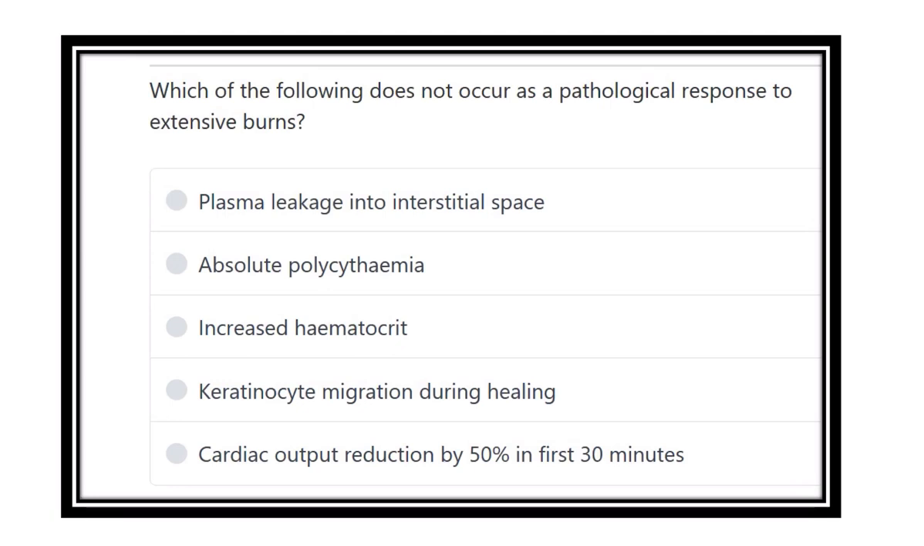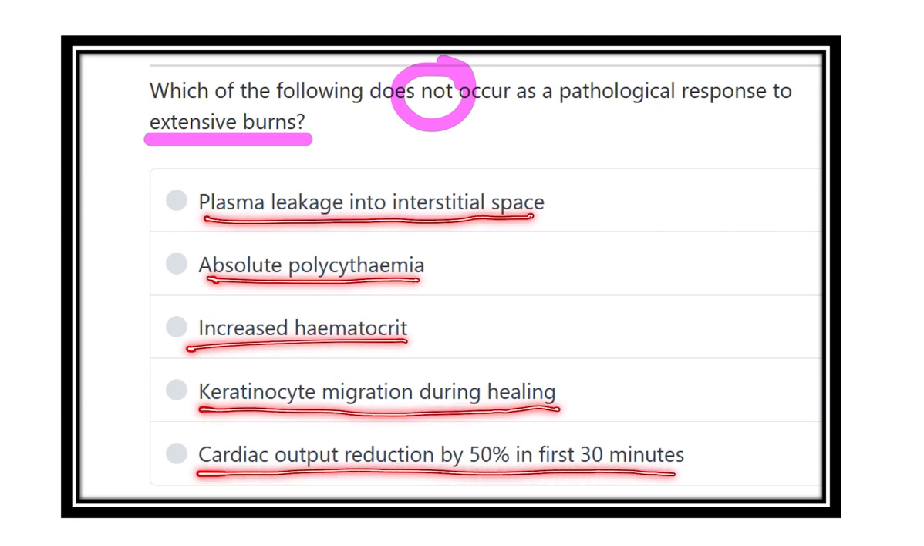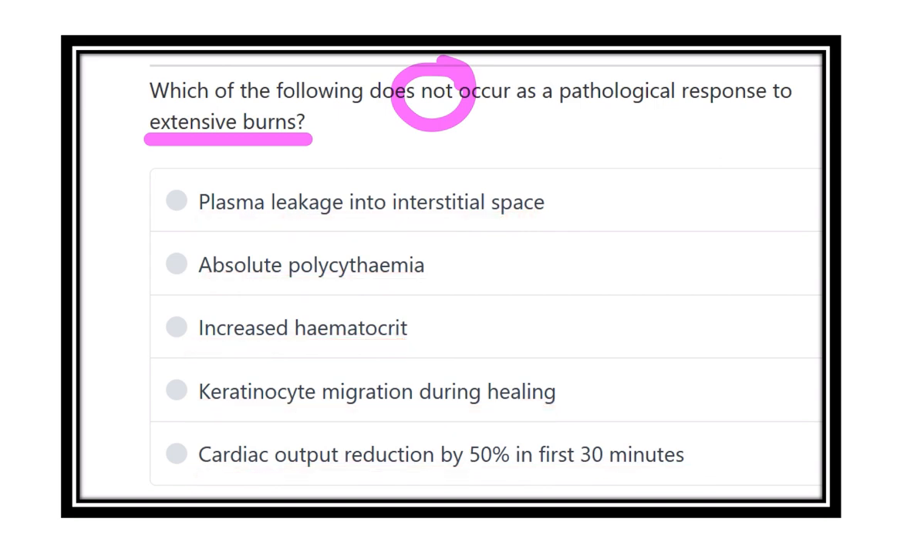Which of the following does not occur as a pathological response to extensive burn? That means in case of an extensive burn, which event does not happen? Here the options are plasma leakage into the interstitium, absolute polycythemia, increased hematocrit, keratinocyte migration during healing, and cardiac output reduction by 50% in the past 30 minutes. So which will not occur?